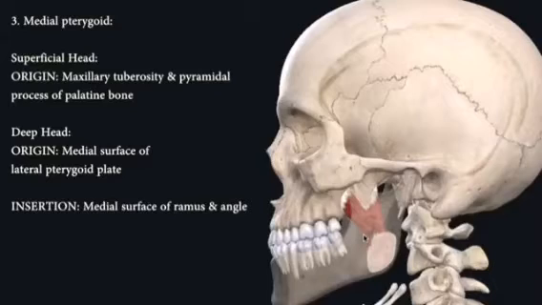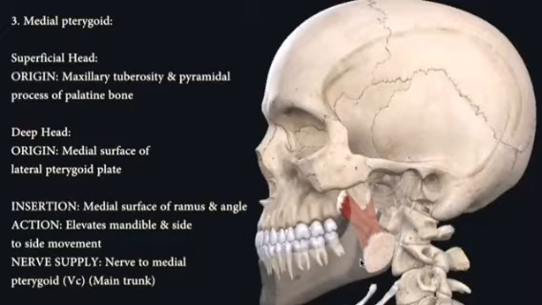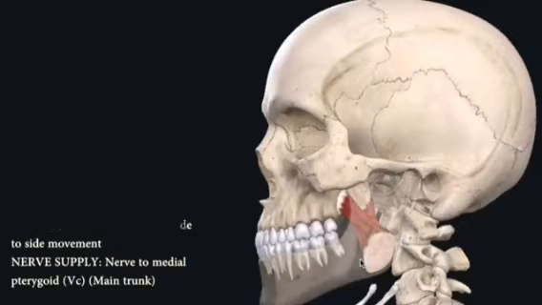partly inserting into the angle as well. Moving on to the action of the medial pterygoid, it elevates the mandible and helps in side-to-side movement, and its nerve supply comes from the main trunk of the mandibular nerve. The specific nerve is the nerve to medial pterygoid.